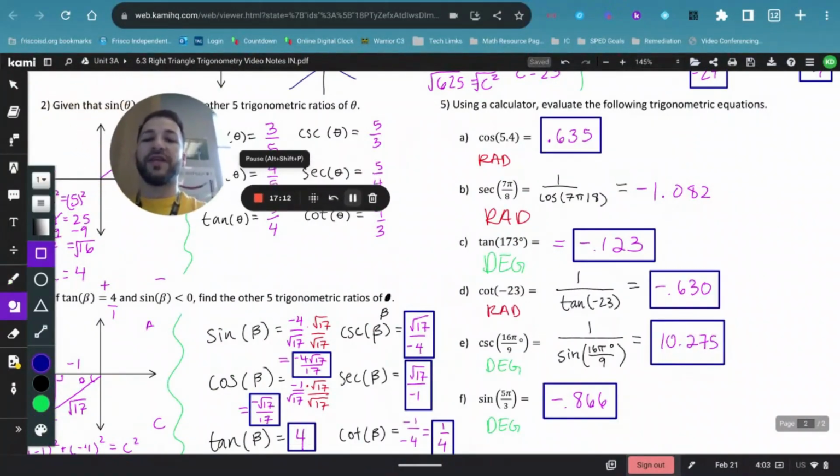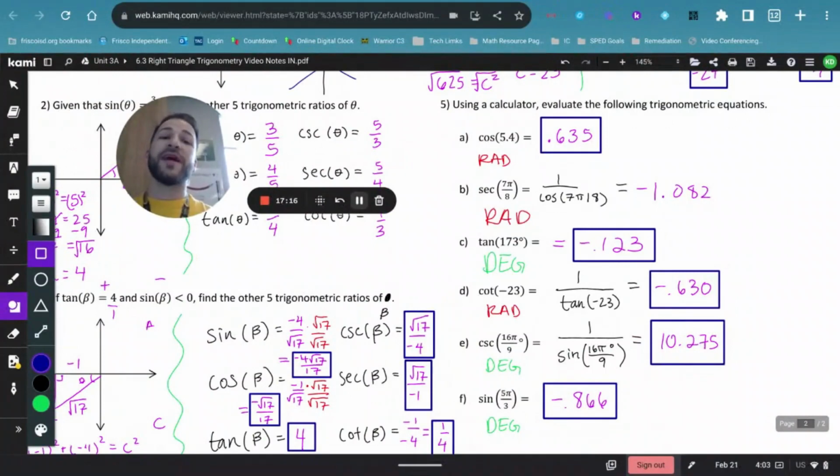All right, so going over these, cosine of 5.4, that's in radians. So plugging it in, we get 0.635. Cotangent of negative 23. Even though it looks like a degree measure, there's no degree sign. So that means it is still in radians. So change that over to 1 over tan of negative 23 in radian mode, and we get negative 0.630. E, we have cosecant of 16 pi over 9 degrees. So even though there's a pi in there, there's a degree symbol, which means this has to be in degrees. So I convert it over to sine, and then I make sure my calculator is in degree mode, and I get 10.275. And then last but not least, for F, sine of 5 pi over 3, that is in degree mode.